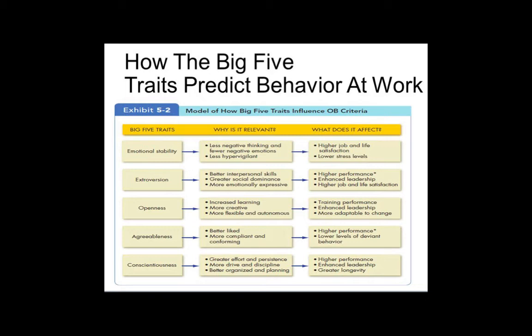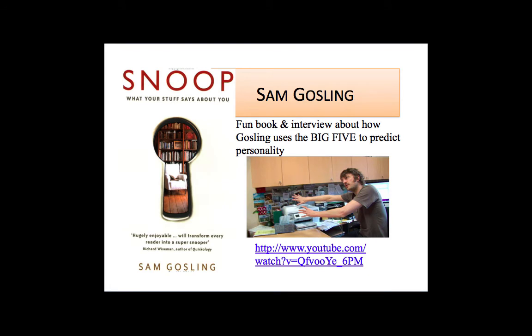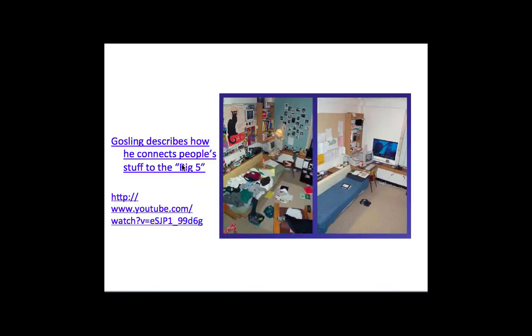Okay, and this is another one about how the Big 5 traits predict behavior at work that you can take a look at. Sam Gosling wrote a book called Snoop. He's a faculty member, I forget where, who shows you how you can use the Big 5. He's got quite a few YouTube lectures online. They're fun to watch about how you can use the Big 5 personality traits to gain insights into the people around you. And here's a couple more videos where he shows you this type is totally different from this type.